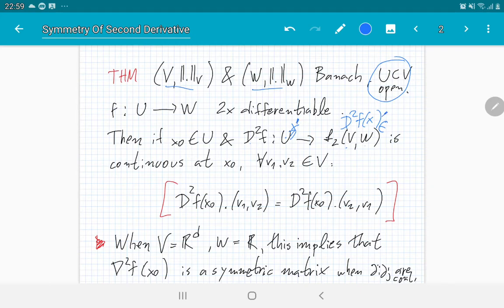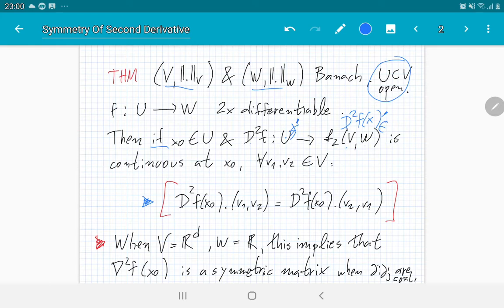And the claim of the theorem is that if the second derivative is continuous at x naught, right? If d2f of x depends continually on x around x naught, then we have the symmetry property that I wrote in the previous slide.